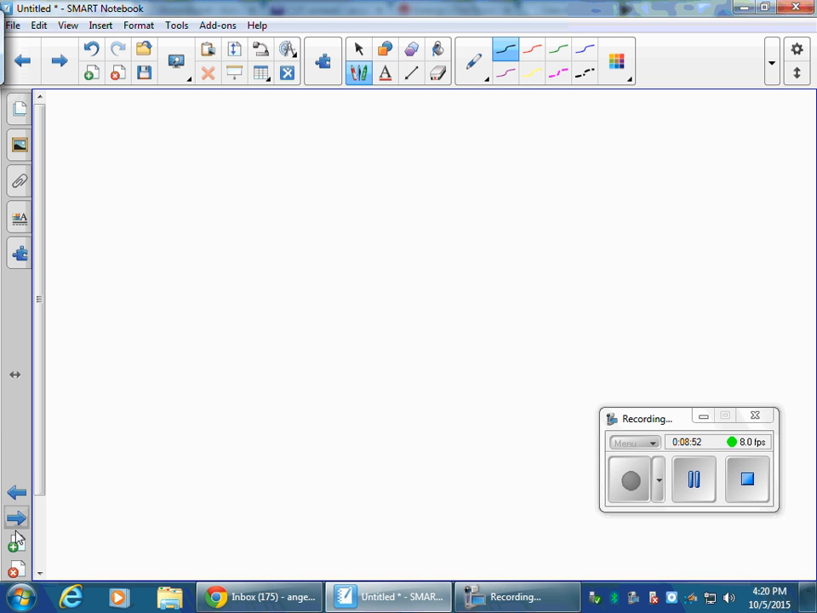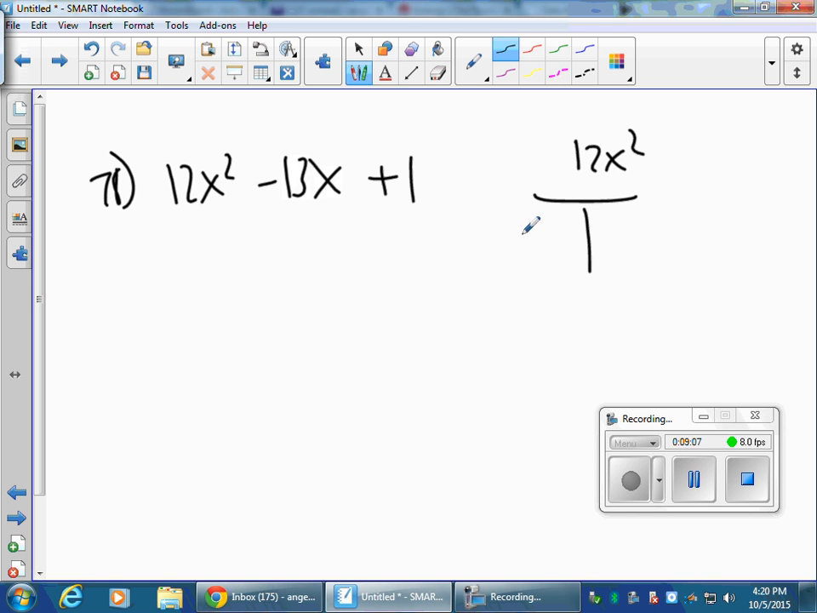78. 78 is 12x squared minus 13x plus 1. 12x squared times 1 is 12x squared, right? I need two factors that add up to negative 13x. So 1 and 12, 2 and 6, it looks like it's going to be 1 and 12. Negative 1x and negative 12x. So rewrite it. Instead of minus 13x, write minus 1x and minus 12x, and it doesn't matter what order you put it in.